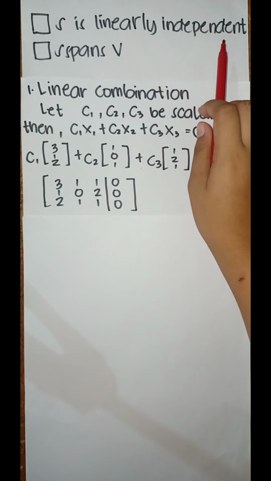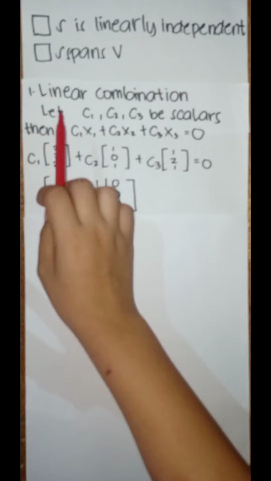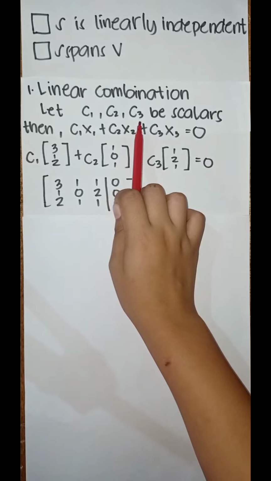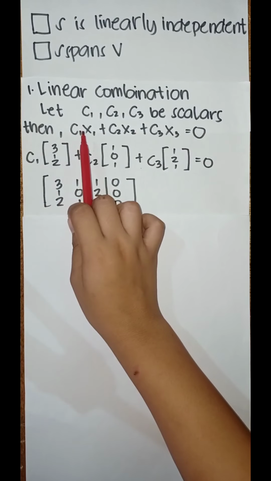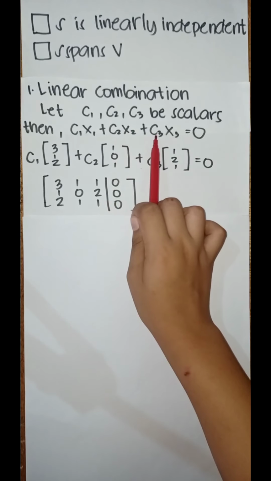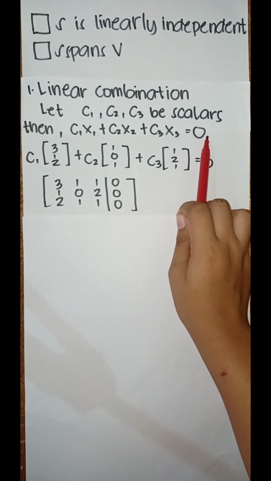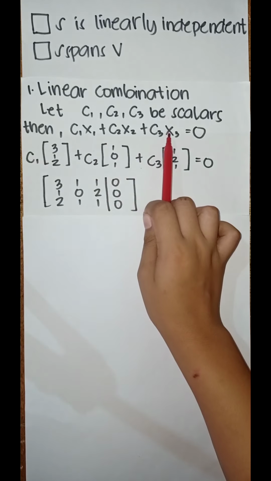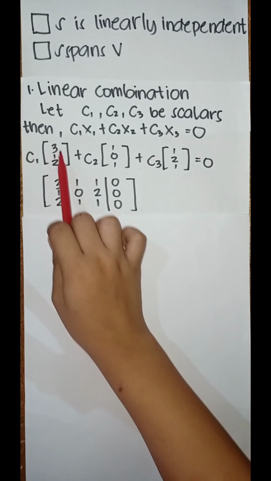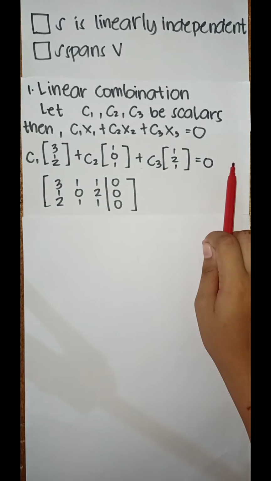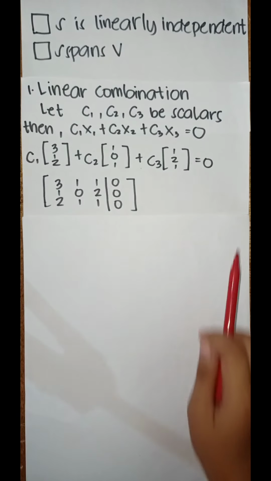To see if the given set of vectors is linearly independent, we use the method of linear combination. So let C sub 1, C sub 2, C sub 3 be scalars. Then C sub 1 times X sub 1 plus C sub 2 times X sub 2 plus C sub 3 times X sub 3 is equal to 0. Substituting the values of X sub 1, X sub 2, X sub 3, we now have C sub 1 (3, 1, 2) plus C sub 2 (1, 0, 1) plus C sub 3 (1, 2, 1) equal to 0. By that, we can form an augmented matrix.